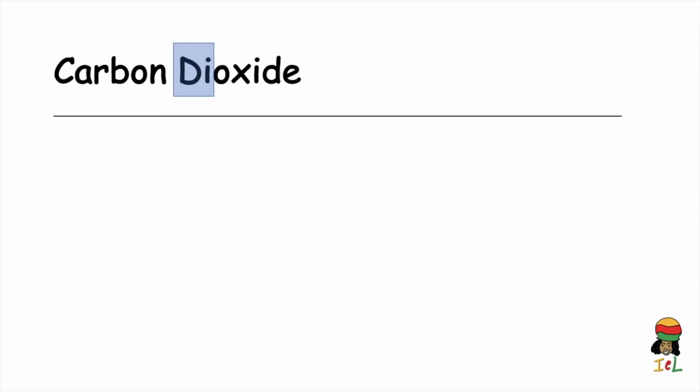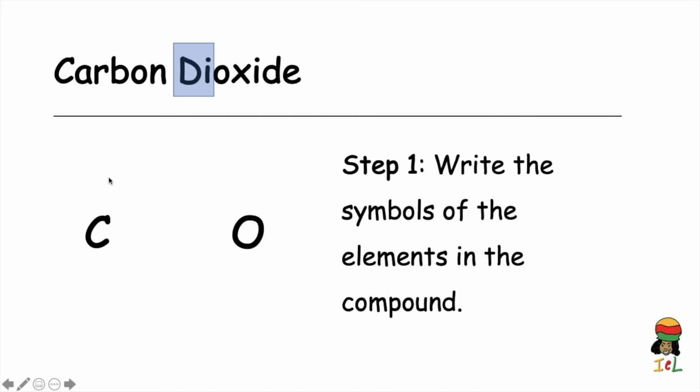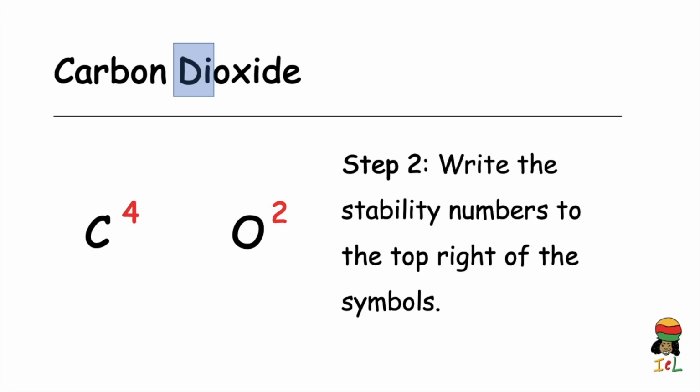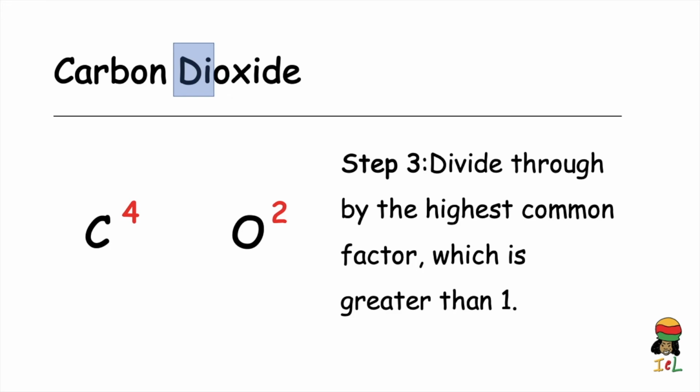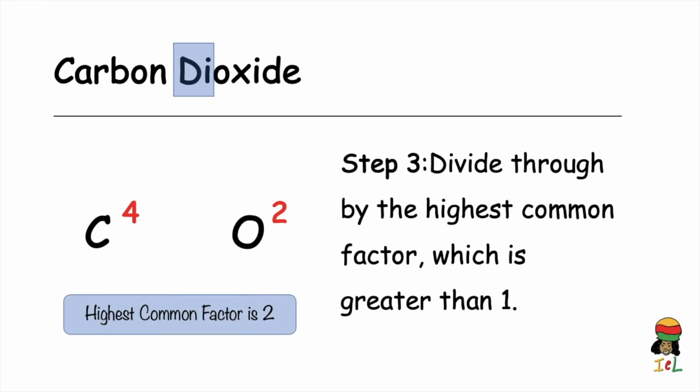So we will follow the steps. Step 1, write the symbols of the elements in the compound, C for carbon and O for oxygen. Step 2, write the stability numbers to the top right of each symbol. The stability number of carbon is 4 and that of oxygen is 2. You may have noticed a common factor greater than 1 between the two stability numbers. Step 3, divide each stability number by the highest common factor, which is 2 in this example. We then divide the stability number of carbon, which is 4, by the value of the highest common factor, which is 2. This gives 2. The same is done for oxygen. The stability number of 2 is divided by the highest common factor of 2, and this will give us 1.